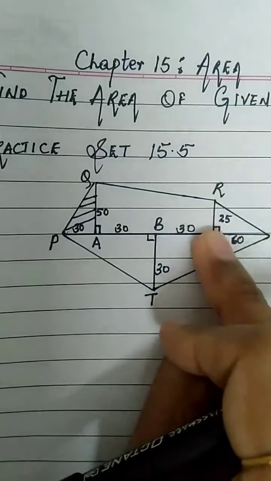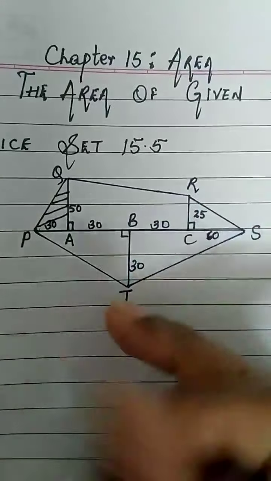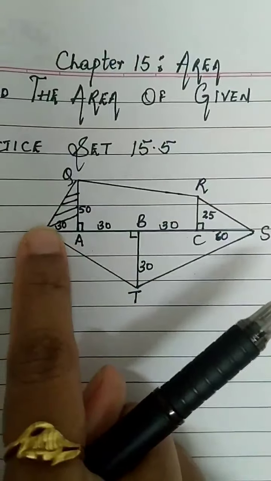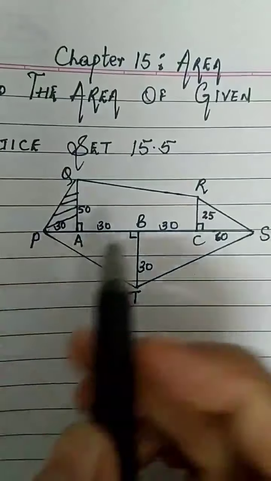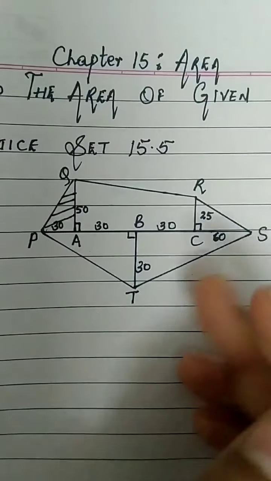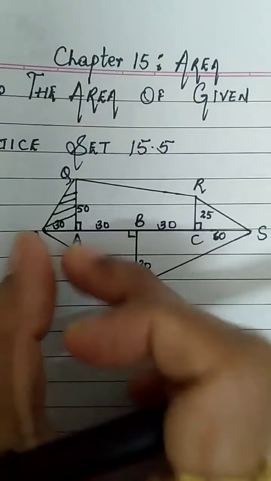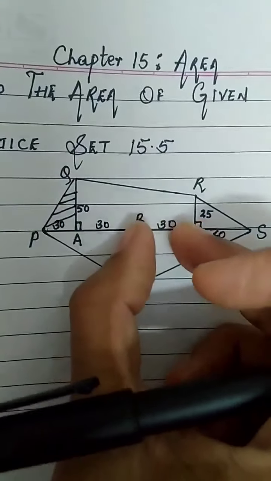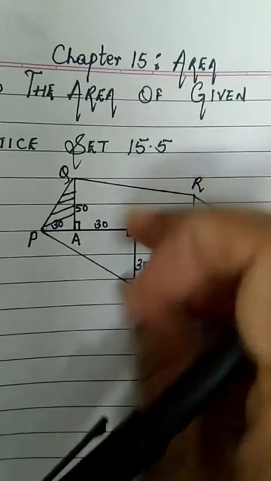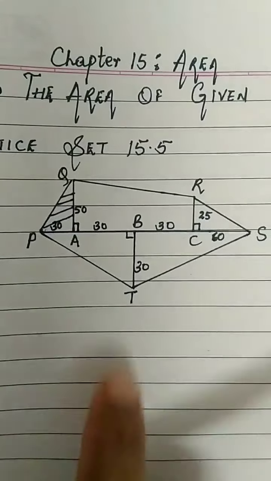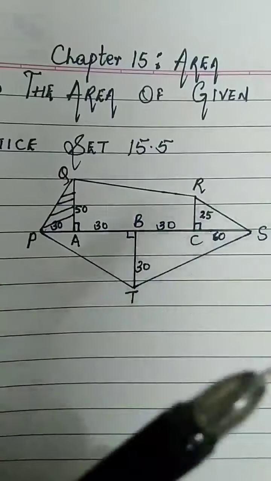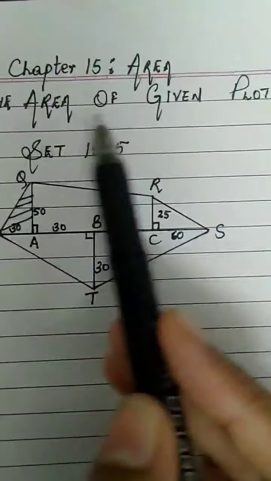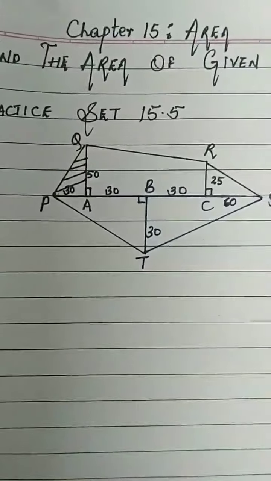Again, here this is another triangle RCS. Base we know, height we know. Apply the formula. Then coming down, you can see a big triangle here, wherein the base is PS. So PS will be PA plus AB plus BC plus CS, that is 30 plus 30 plus 30 plus 60. And height is BT. So one figure at a time, we'll find out the area, and finally we will add all the areas and get the area of the plot. So let's start.